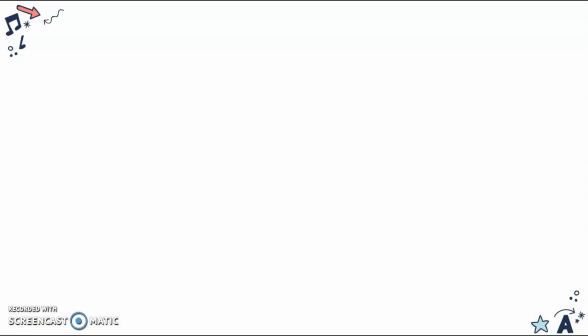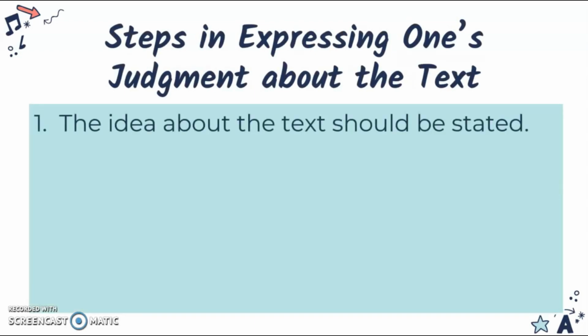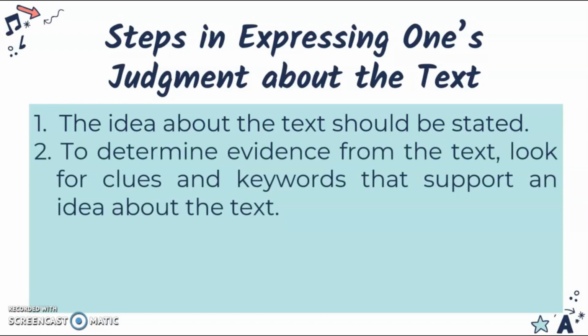There are different steps in expressing one's judgment about the text. First, the idea about the text should be stated. You must clearly identify the idea that is presented in the text. Number 2, to determine evidence from the text, look for clues and keywords that support an idea about the text. These clue words will serve as proof or evidence in identifying the text's main idea.